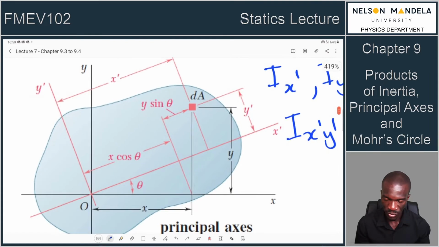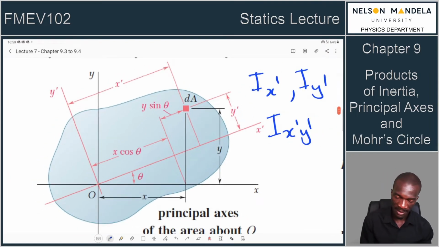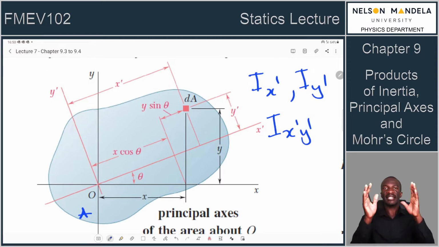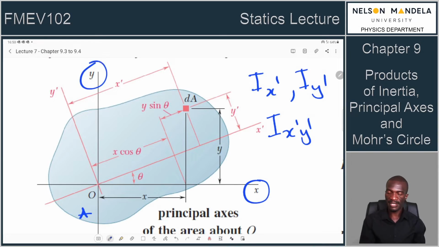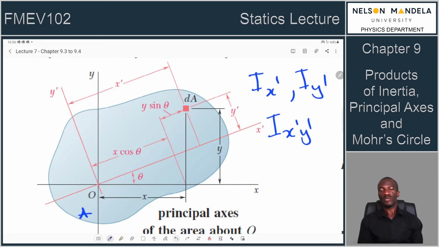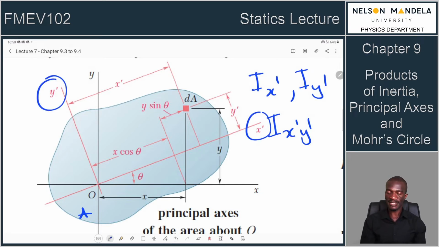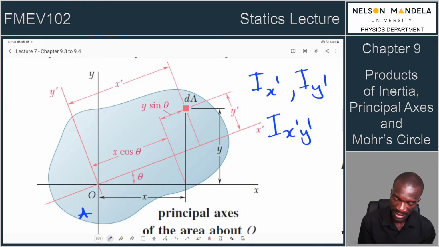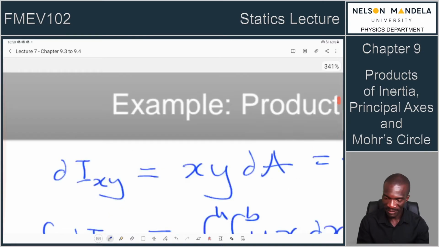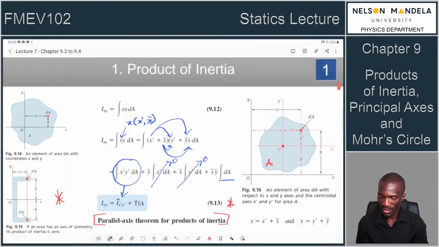So what are we trying to do here? In this figure, we have some area A as usual. This is an area which we have found, and it is located in the XY plane that is usually given. What we want to do is interpret its moments of inertia according to a new system of axes, the X prime and Y prime axes. How are these axes related to the original axes? The relation can be found by finding the coordinates of the area element. The same thing that we did before. What were we doing?